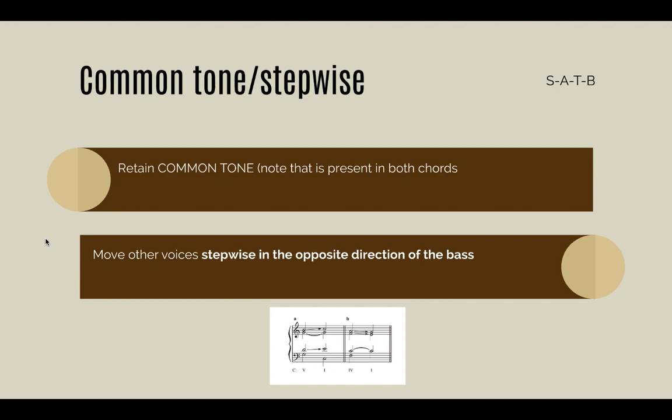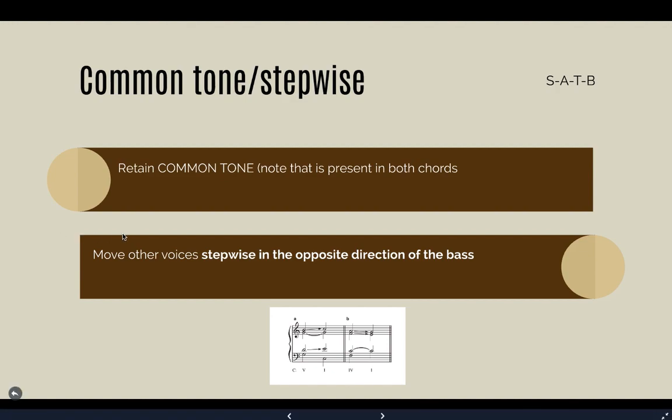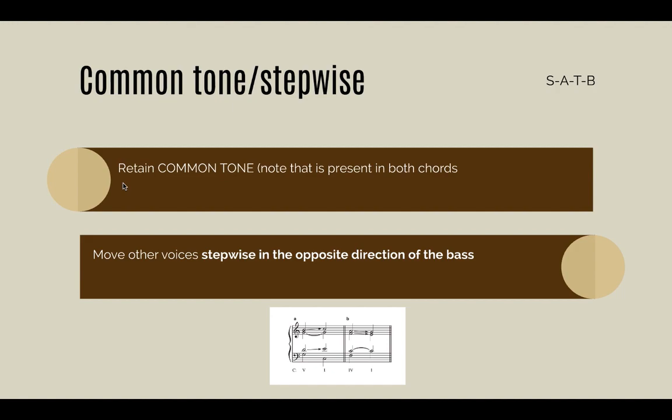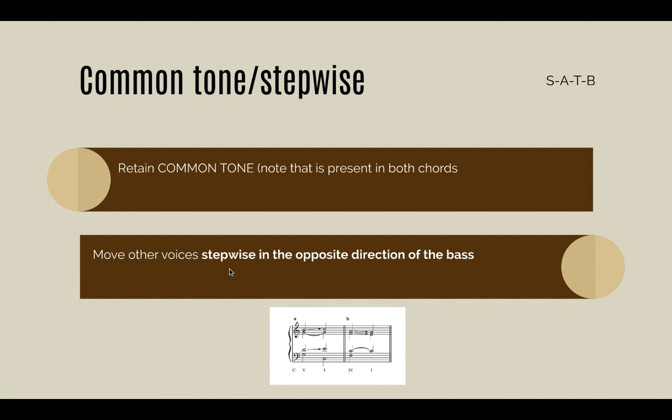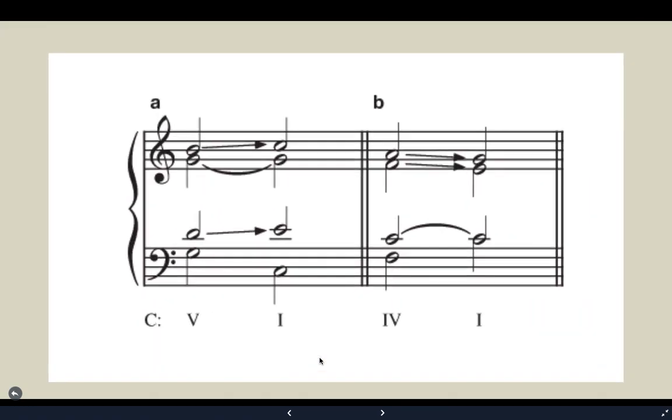There's going to be a common tone, a note that sounds in both chords. What we want to do is whichever voice is sounding that note that's common between the two chords, we're going to let it stay on that common tone. So we're going to retain that common tone. And then our other two voices are going to move by step, and they're going to move in the opposite direction of the bass. So let's take a look at what that is going to look like.